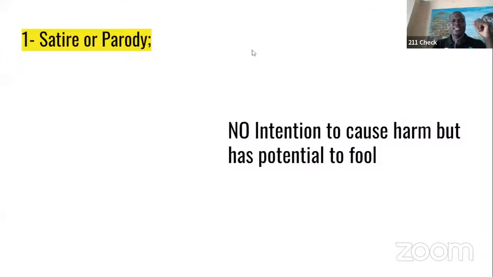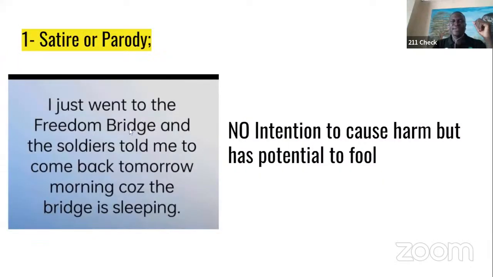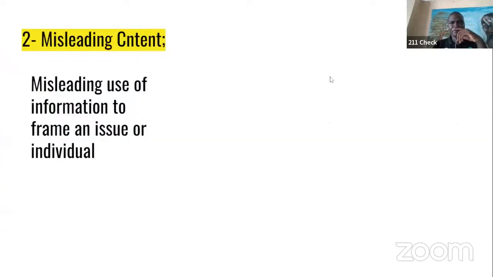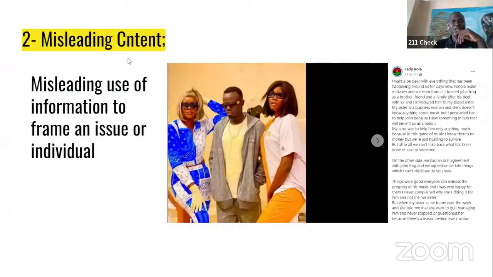So satire or parody is like, it's just sort of funny, like somebody says, I just went to the Freedom Bridge and the soldiers told me to come back tomorrow because the bridge is slippery. This was when the Freedom Bridge was inaugurated. At some point people said there were soldiers stopping people from using the bridge, so this person posted like this. Here the person has no intention to harm, but this content has the potential to fool somebody if you don't give it attention to detail. And then we have misleading content.